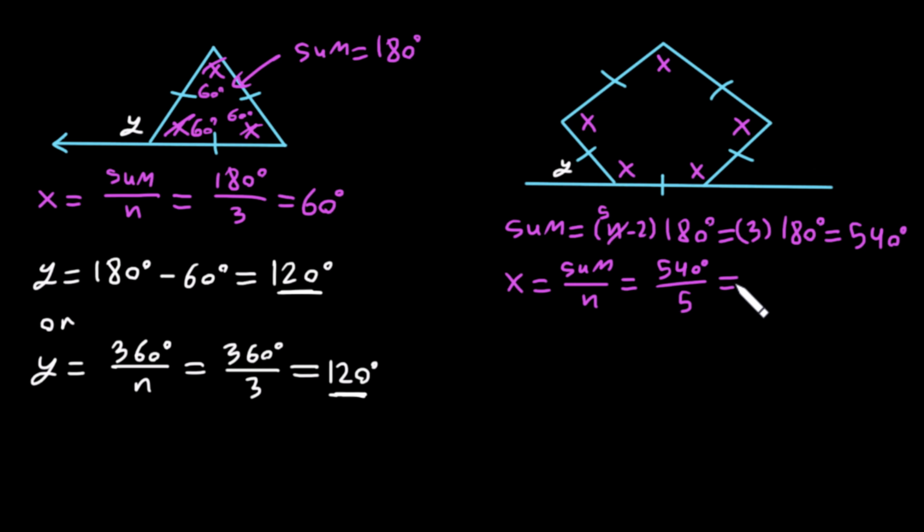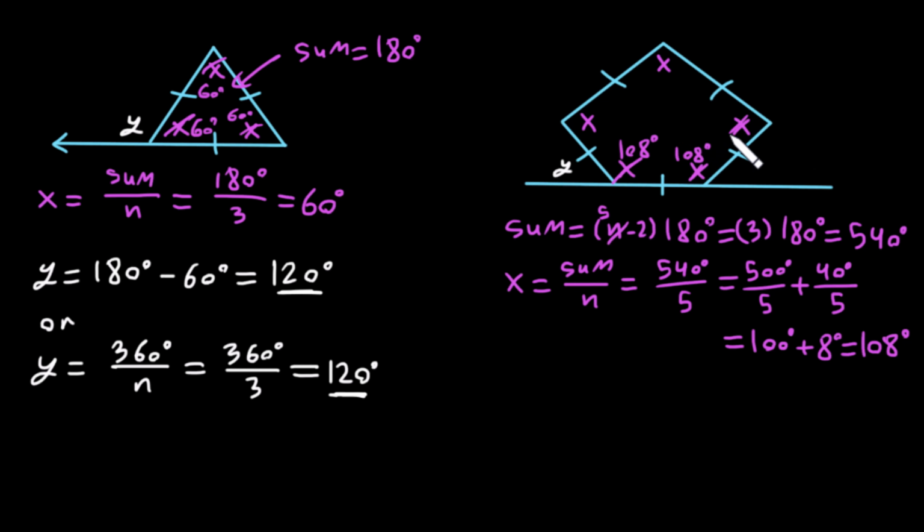540 divided by 5, we can split 540 into 500 degrees divided by 5 plus 40 degrees divided by 5. So 500 degrees divided by 5 is 100 degrees, plus 40 divided by 5, which is 8 degrees. So the answer here is 108 degrees. So we found this x as 108 degrees. So each angle is 108 degrees.